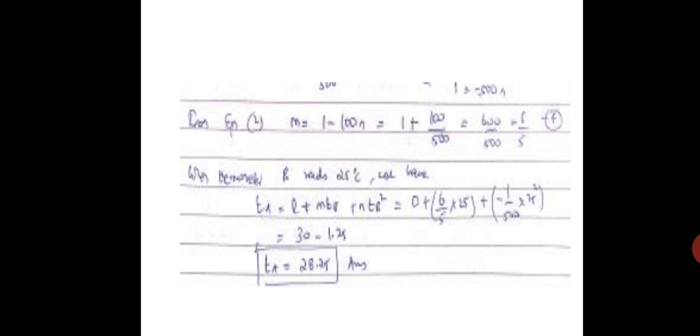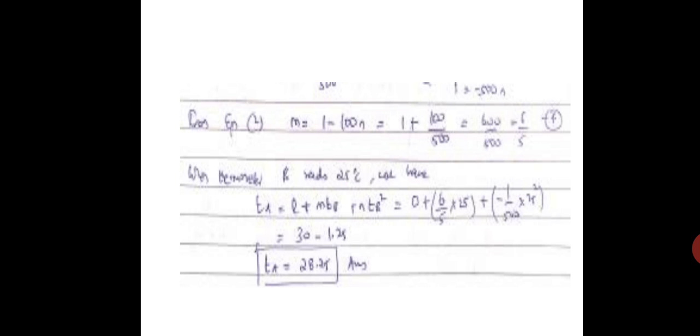From equation 2, m = 1 − 100n. I will substitute the value of n here: 1 + 100/500, because minus becomes plus, which is 600/500, that is 6/5, the value of m. So now we have the value of L, the value of m, that is 6/5, and n, that is −1/500.